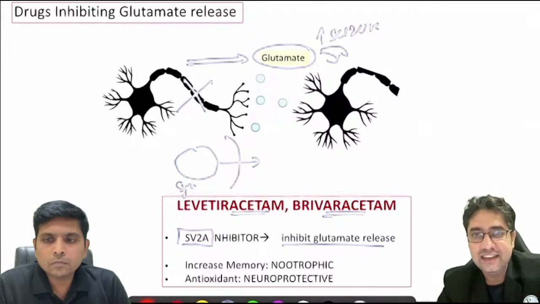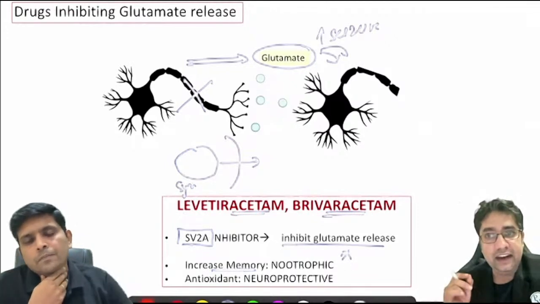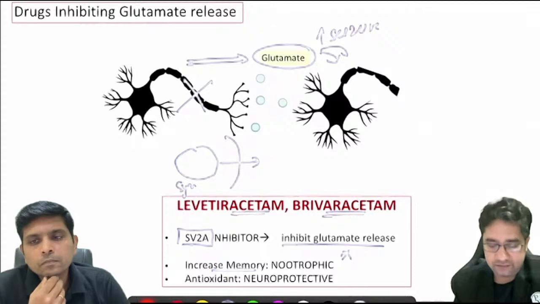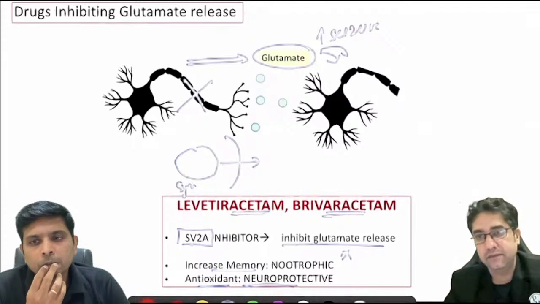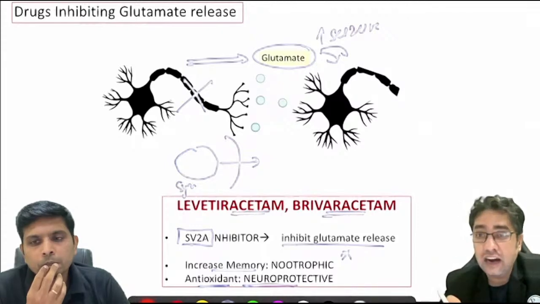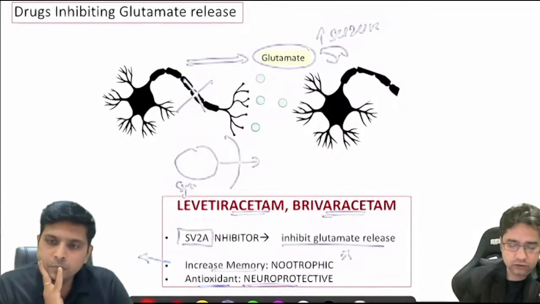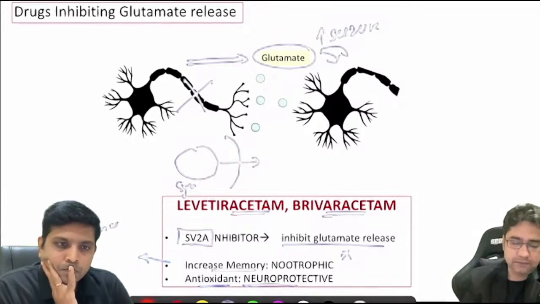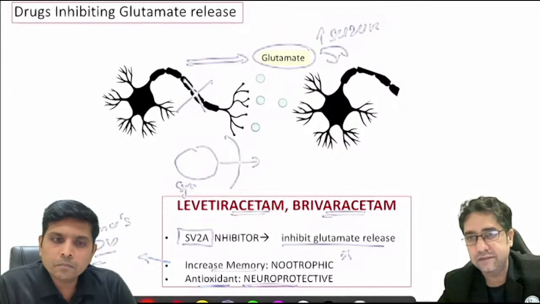Now, the point is, this is the only anti-epileptic drug we have which can increase memory in a person. Increase in memory means nootropic effect. And again, this is the only anti-epileptic drug we have which has antioxidant action, which can protect neuronal degeneration. That is why these drugs nowadays are highly preferred. They are used in a variety of epilepsies and they are very good drugs. They are also preferred in cases of Alzheimer's disease because of their neuroprotective and memory enhancing effect.